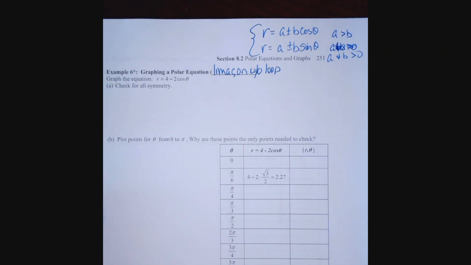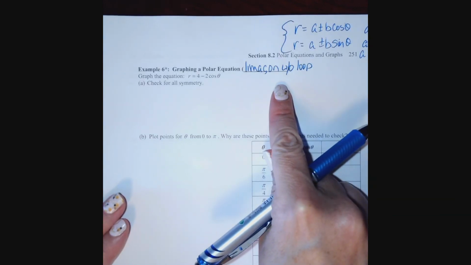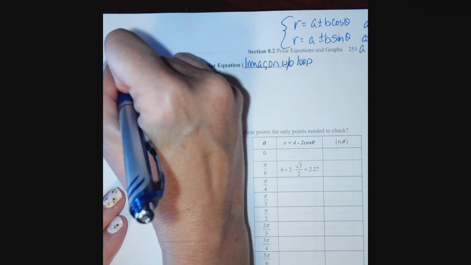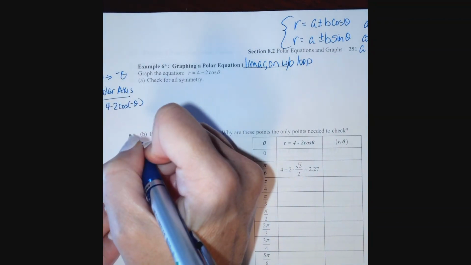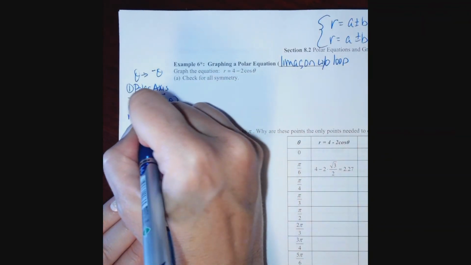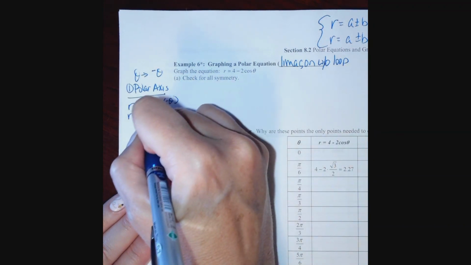So here we go. Limaçon without a loop. We want to do our symmetry test first. Our first symmetry test is for polar axis or x-axis symmetry. We replace theta with negative theta. When I replace theta with negative theta, I have r equals 4 minus 2 cosine of negative theta, and we know cosine is an even function. So that gives me r equals 4 minus 2 cosine theta, which is exactly what I started with. So this is a pass.